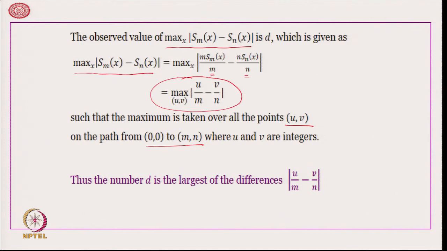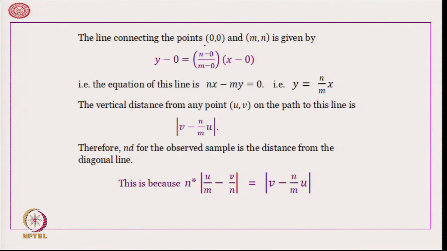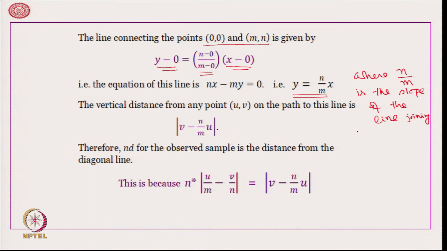Why is it so, or how is it calculated? Let us look at it from coordinate geometry. The line joining the points (0, 0) to (m, n) can be written as y minus 0 is equal to (n minus 0) upon (m minus 0) multiplied by x minus 0, or in other words we can write it as y is equal to n by m x, where n by m is the slope of the line joining the origin (0, 0) to (m, n).